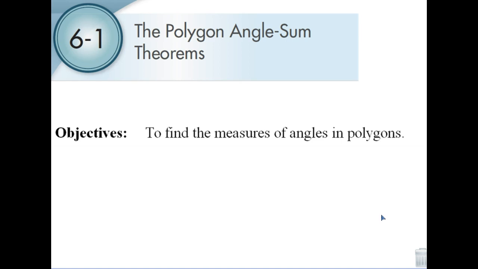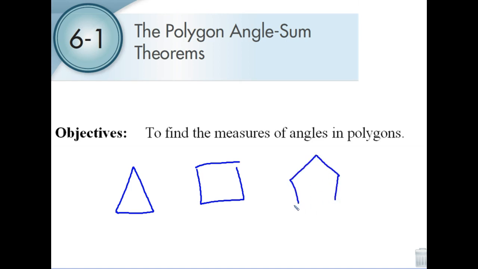Okay, now when I say polygon, we're just talking about a shape with sides. For example, a triangle is a polygon. A square or a rectangle, whatever we want to call that, is a polygon. Pentagon is an example of a polygon. Poly just means many, gon means side, so any of these types of shapes are polygons.